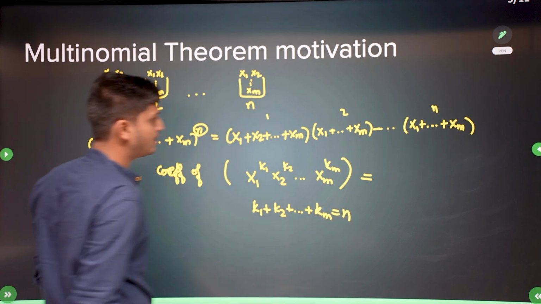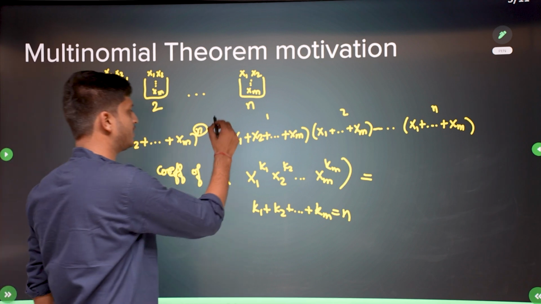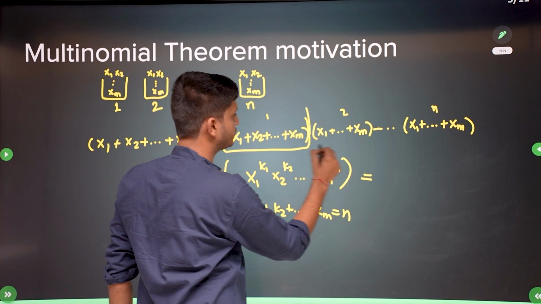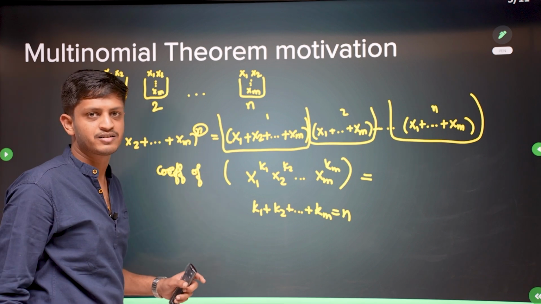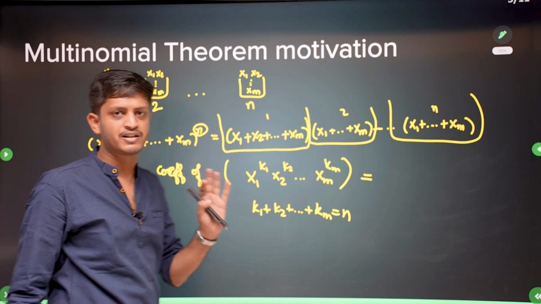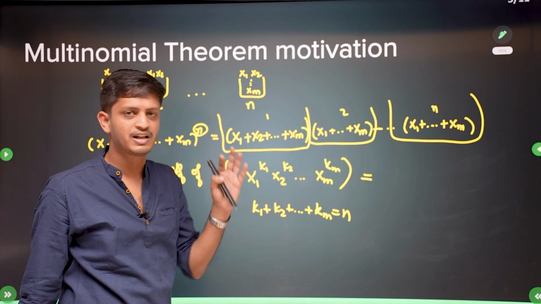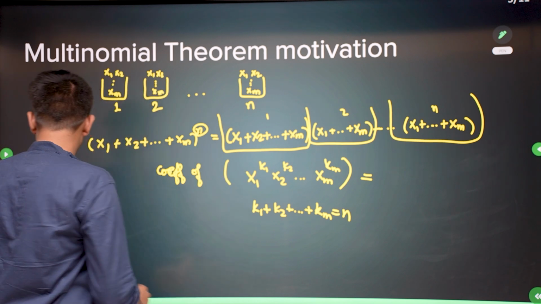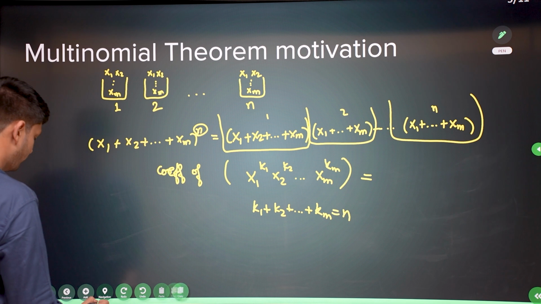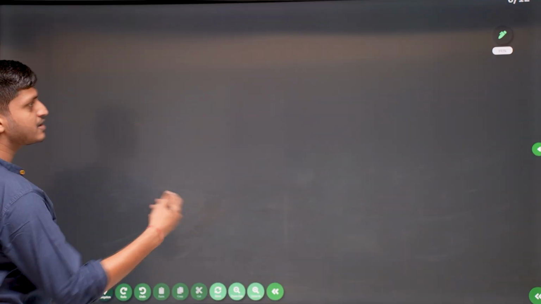So in how many ways can I do that? Basically, just do it like the binomial theorem only, okay? Out of the n containers, pick any k1 containers, and pick an x1 out of them. This will be much easier if I take an example, then I will do a generic version. So let me take an example.